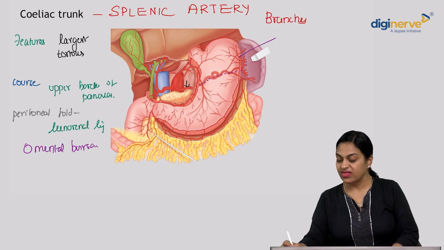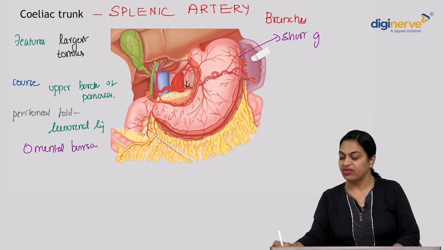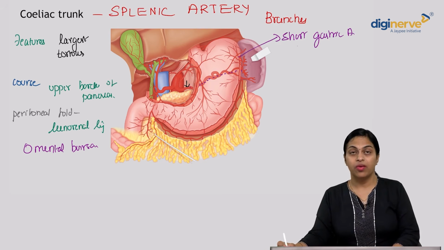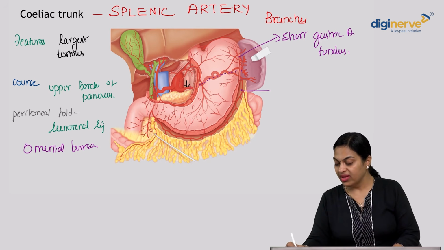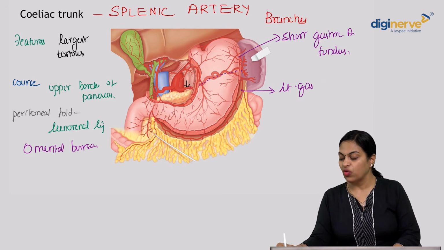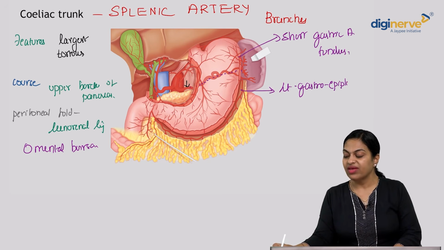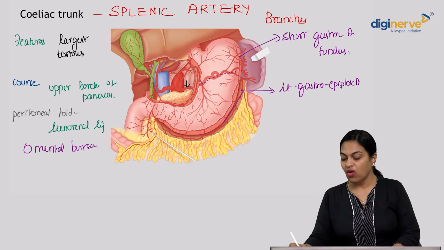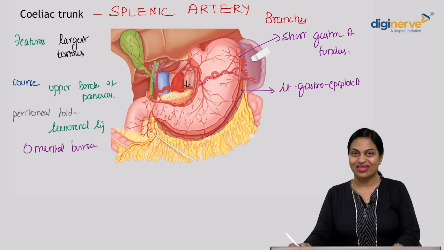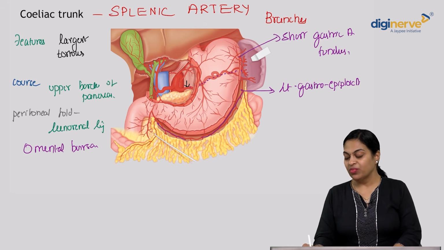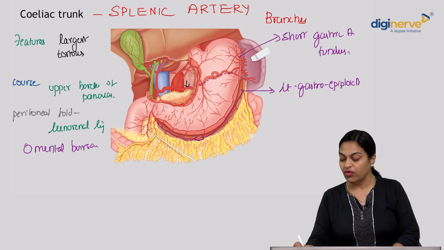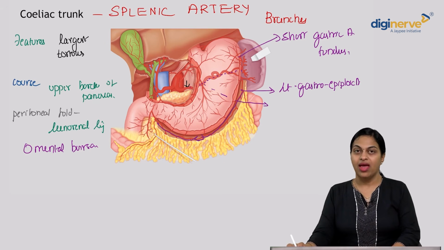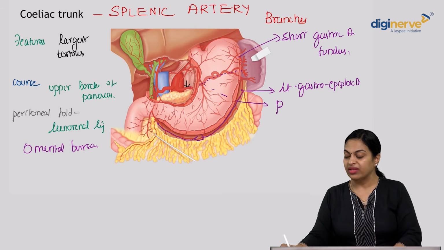These are the short gastric arteries that arise from the splenic artery to supply the fundus of the stomach. Then it will give rise to the left gastroepiploic artery, which runs along the greater curvature of the stomach within the greater omentum to anastomose with the right gastroepiploic. And then we see a lot of branches coming from the splenic artery behind the stomach to supply the pancreas, the pancreatic branches.